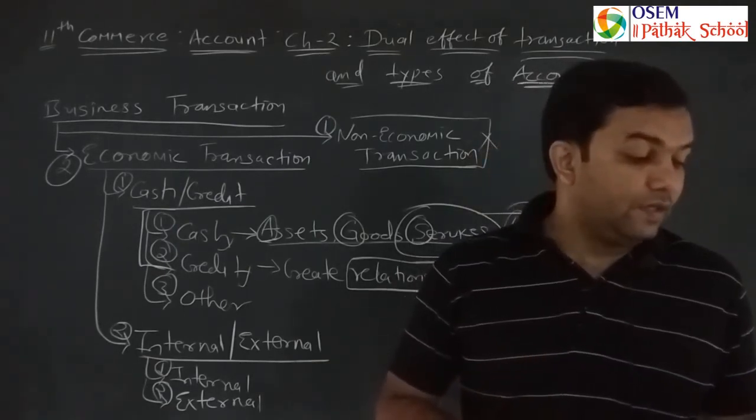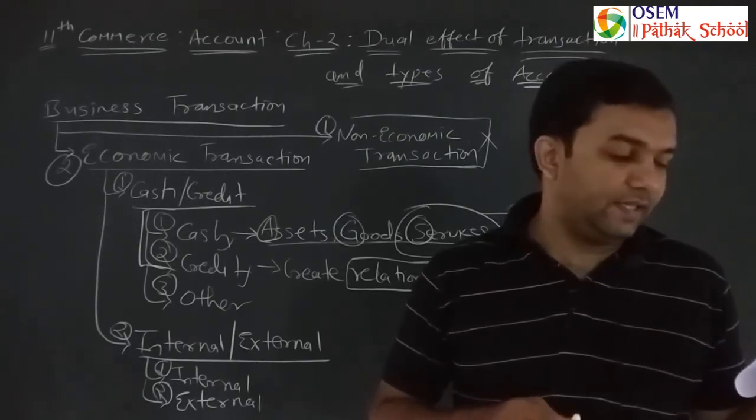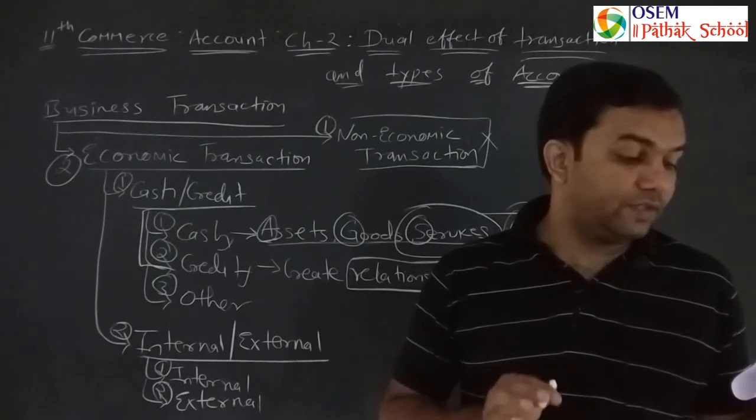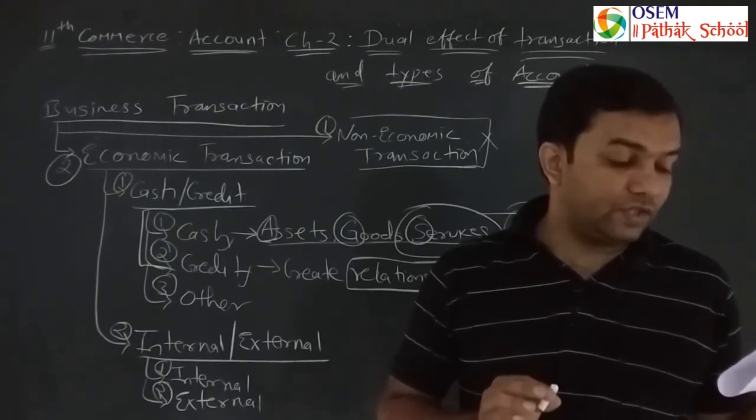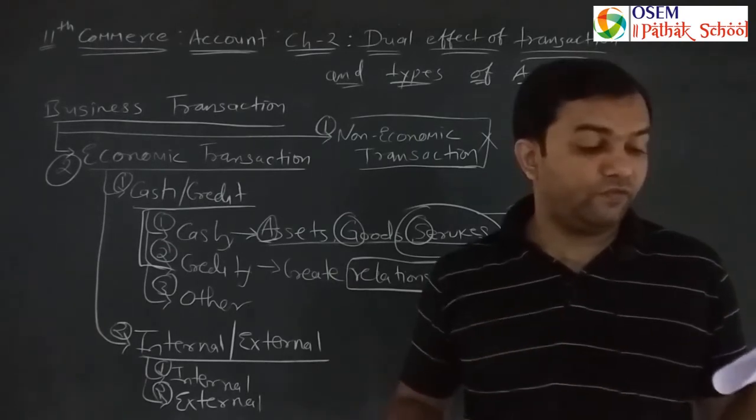There is a printing mistake in the textbook. From this transaction, the relation of debtor and creditor comes into existence. So there is a jumbling of words. It's okay.